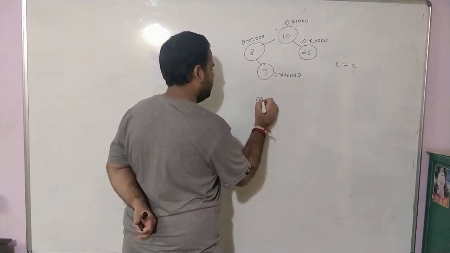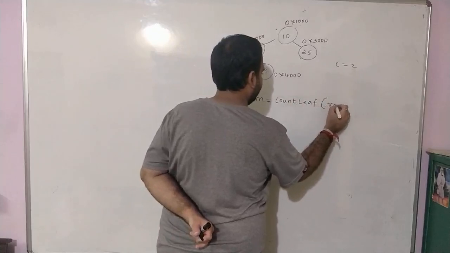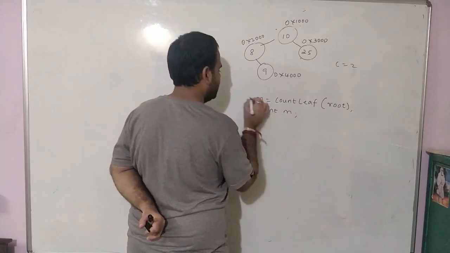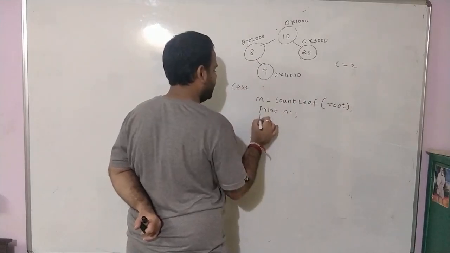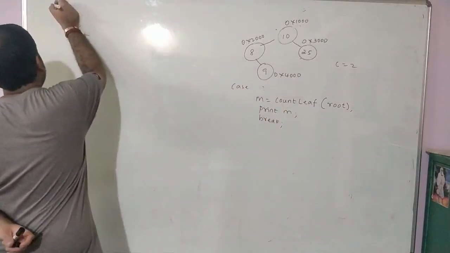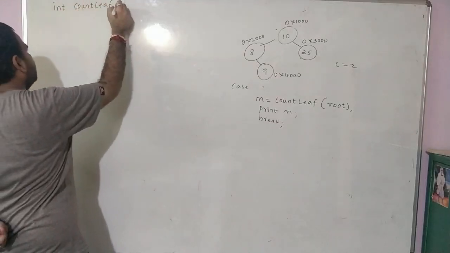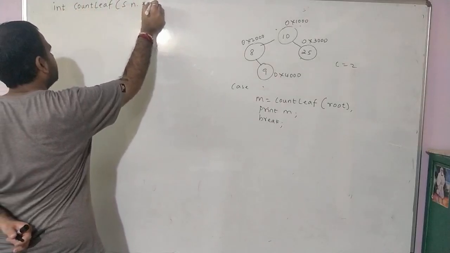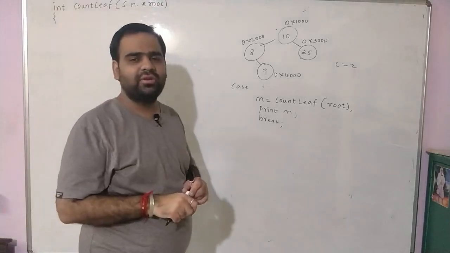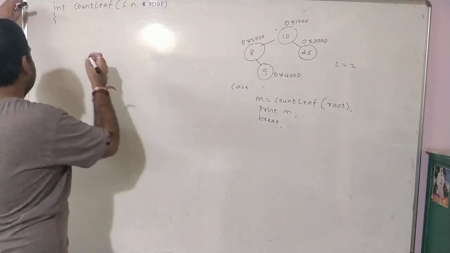Now we say m is equal to, we will write one function called count leaf, and what do we need? We need the root, and later we print the value of m. This is the case number, whatever you want to write, and here I say break. Now let us write the function count leaf. We say int, the function name is count leaf. What is the first parameter? Struct node star root. Now, what is the first and foremost thing we need to do? We need to create an empty queue, because we are using the level order traversal.